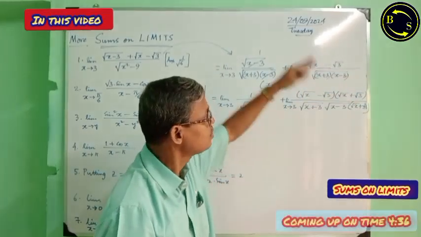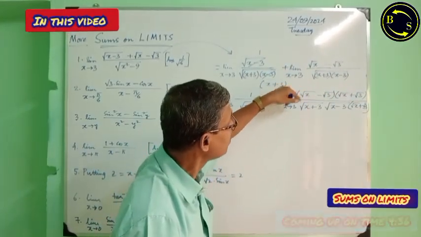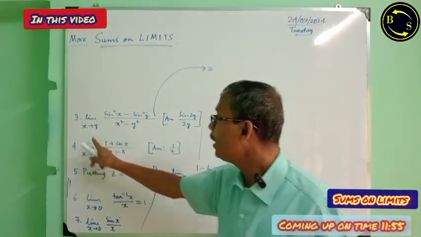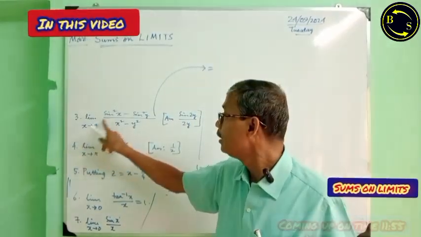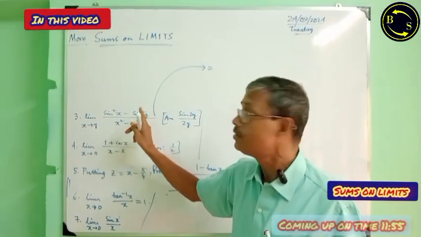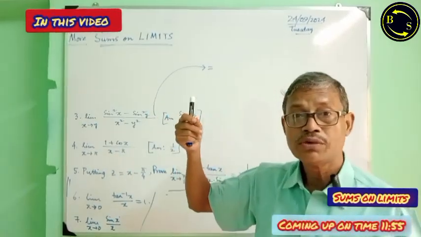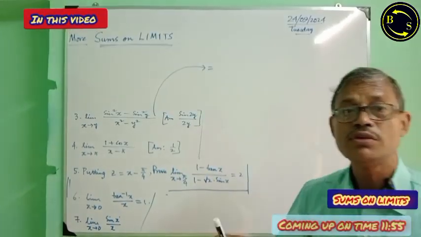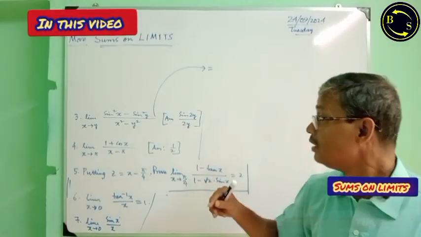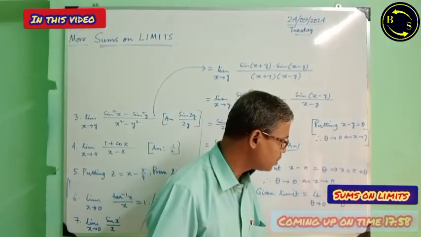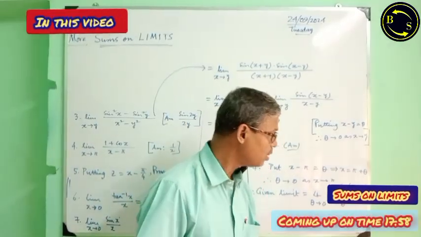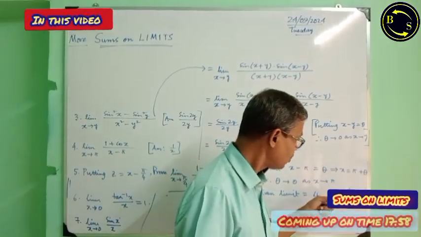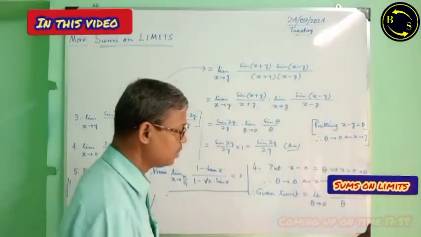I have rationalized the numerator by multiplying root x plus root 3. Here we find x tends to y. Sine ratios are there. Now we have to think about the standard limit: limit x tends to 0, sin x by x. Now cos of pi plus theta, that means angle in the third quadrant where cos is negative.